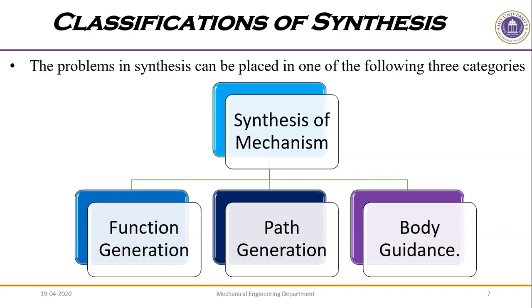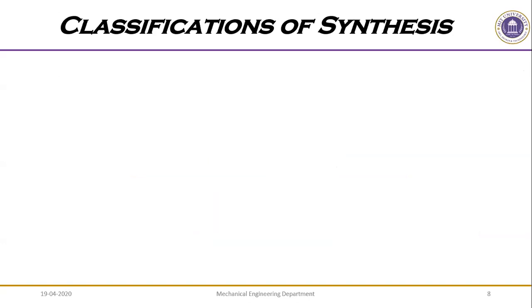And in case of body guidance, the total body, each and every point on the body, should follow a particular path. For example, on a dining table, you may have seen pots moving along a path to different positions. That mechanism comes under body guidance.